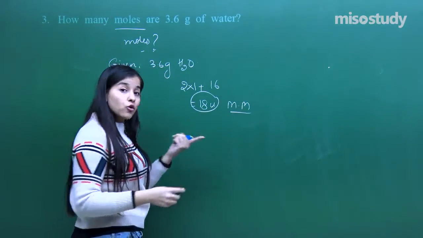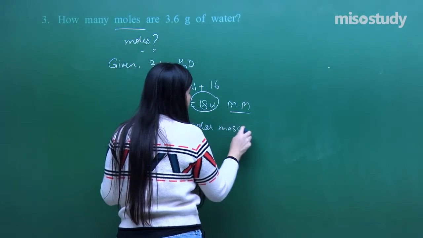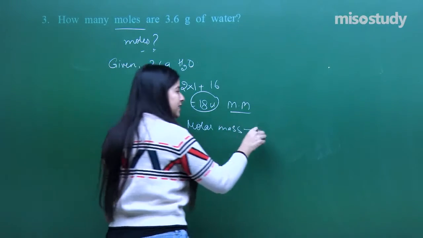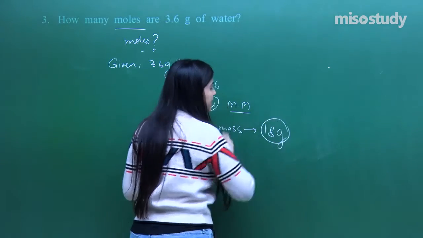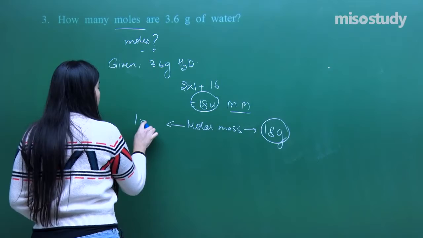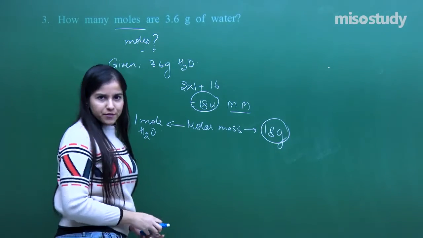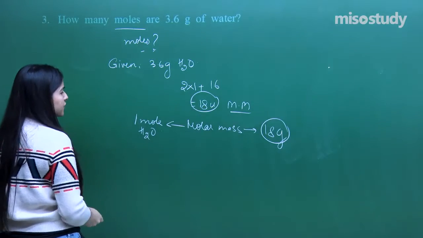If I talk about the molar mass, that is in the terms of moles, we consider it in the terms of grams. That is going to be 18 grams corresponding to 1 mole of water. Do you remember or not? I hope everybody remembers that. That is very easy calculation.